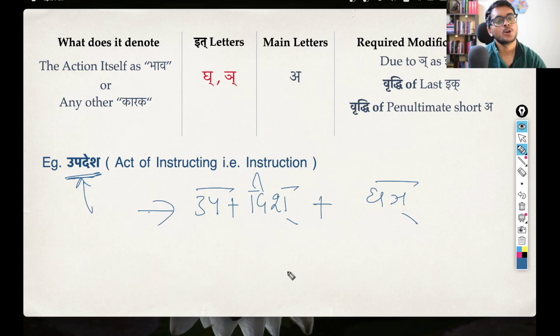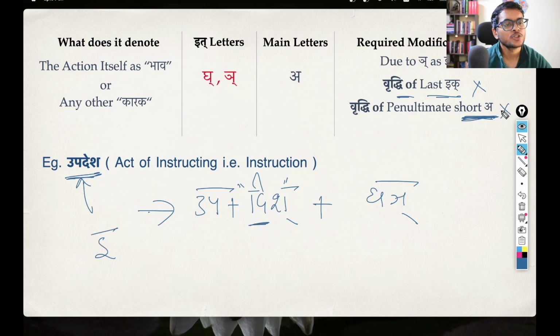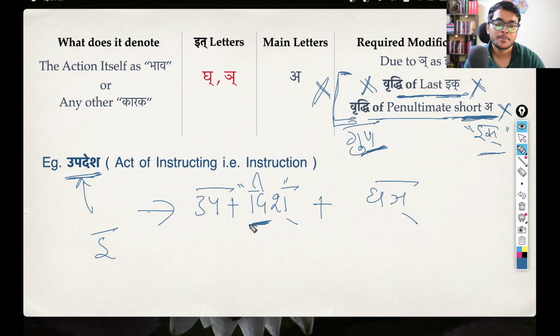So now let us see what modifications are possible. So vriddhi of last ik, again not possible because the dhatu ends with a consonant. Then vriddhi of penultimate short a. This also is not possible because as a penultimate vowel, we have i. Okay, so we don't have the short a, so this modification is also not possible. And now pay attention. Since the vriddhi modifications are not possible, we also check for the default guna modifications if they are possible. Here as a penultimate vowel, we have this ik, i, and it is short also, hrasva i. So the guna will happen.